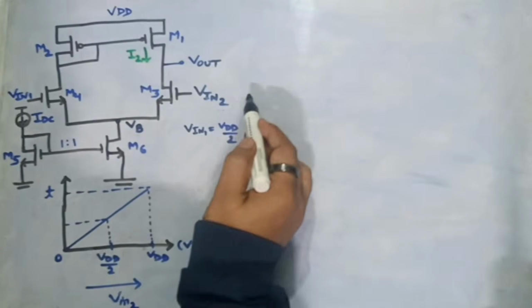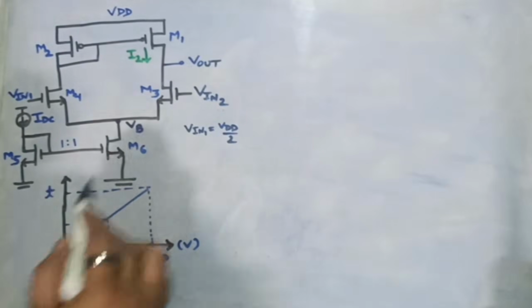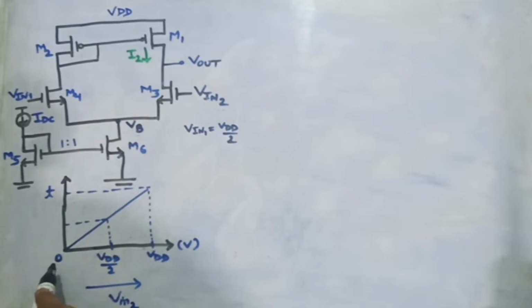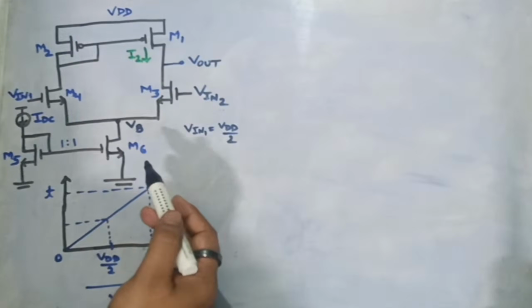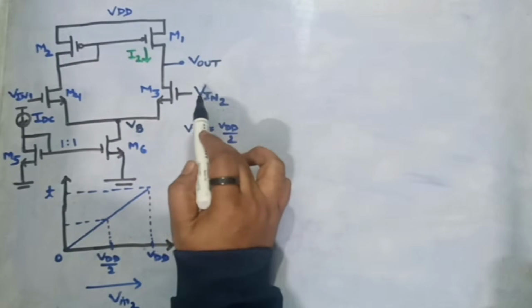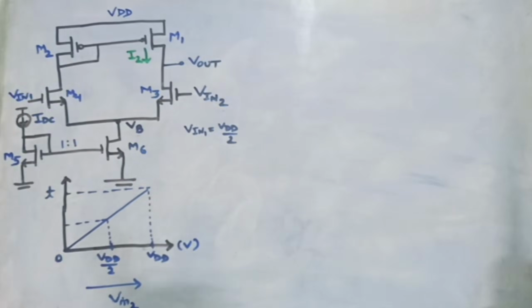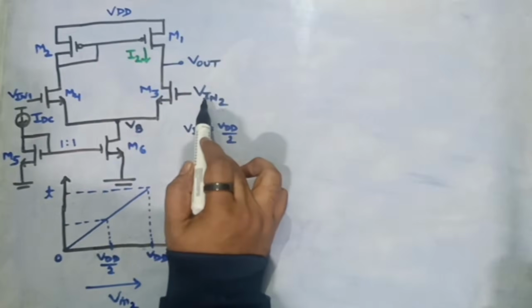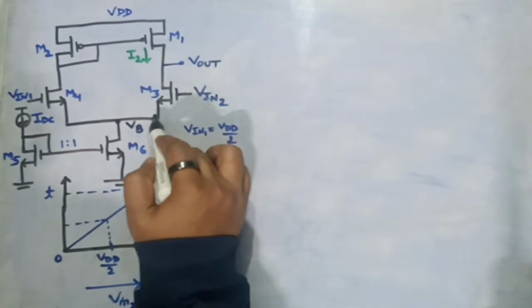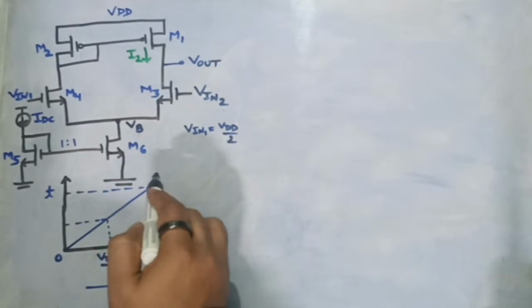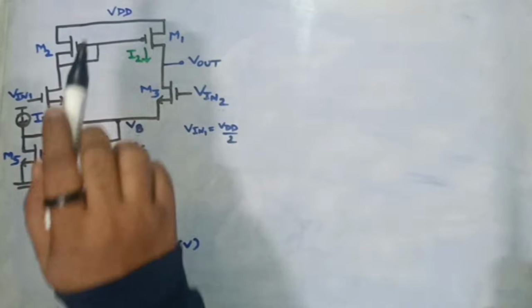What will happen when input is equal to 0? That means Vin2 is sitting at 0 volt. So it is very obvious that if the gate voltage of any NMOS is sitting at 0, that NMOS will be in turned off condition. That means if this Vin2 is 0, this MOS M3 will be in cutoff mode. There won't be any current flowing from MOS M1 either.